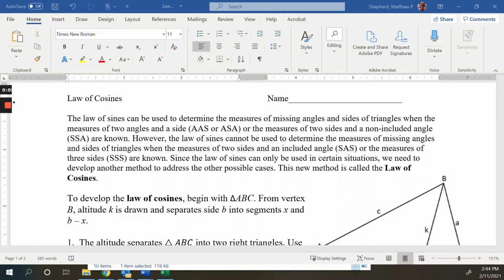Welcome back, students. Right now we're going to be covering the law of cosines. Last time we talked about the law of sines.